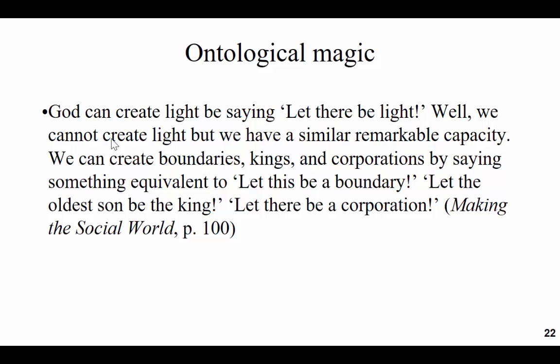And this is a quote from a recent book by Searle called Making the Social World, who talks about this creative activity, creating a name, for instance, when you name a ship, as a kind of magic. So we can't create life, but we have a similar remarkable capacity. We can create boundaries, kings, and corporations by saying something equivalent to, let this be a boundary, let the oldest son be the king, or let there be a corporation. So this is magic. Ontological fecundity.